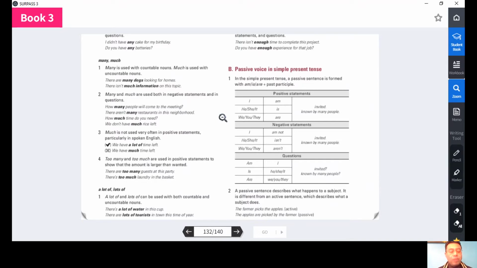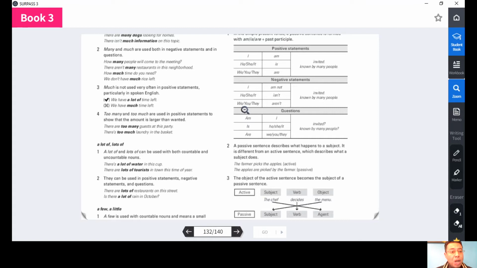So pay attention and be careful if you're going to use nouns with countable or uncountable. Countable, many. Uncountable, much. And you can use it for negative or questions. The third fact, much is not used very often in positive statements, particularly in spoken English, in speaking, right? We have a lot of time left. We have much time left? No, we have a lot of time. So this is important. If you're going to use an uncountable noun, it's not so usual to use much. Try to use a lot of.